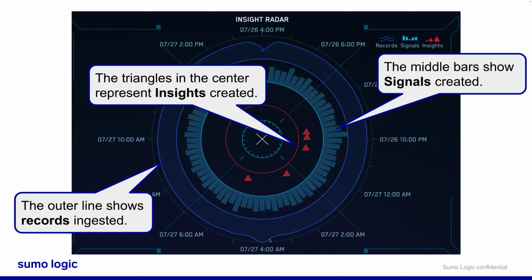So for example, at the very bottom here, I see a spike, or peak, I guess, of this blue line, meaning at that moment there were more records ingested than normal. Okay, that's good to know.